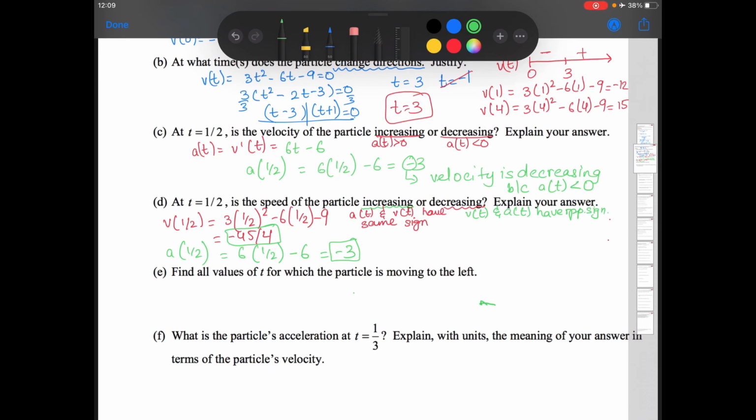Right? So let's write that down. Since a of 1/2 and v of 1/2 have same signs, speed is increasing.